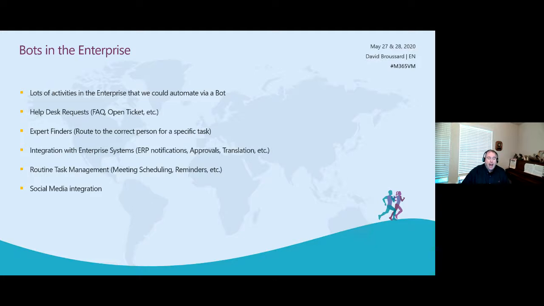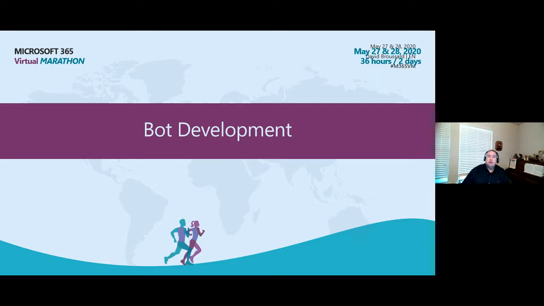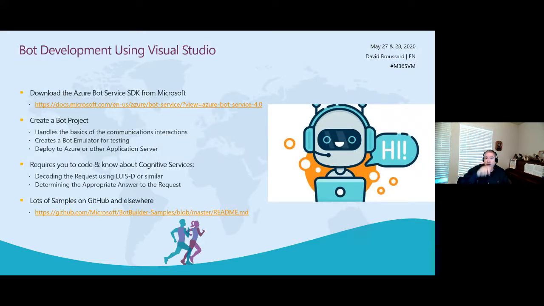So let's talk about how bots are developed, right? So bot development. One of the ways we develop bots, and the traditional way of doing it, is using Visual Studio. Now, to do that, you had to go out and download the Azure Bot Service SDK. You would create a bot project in Visual Studio, and the bot project was actually pretty neat. Just by creating a bot project, it created the endpoints, it enabled you to receive a response from a channel. You then were responsible for crafting a response that you sent back out of the channel. And it created an emulator so you can go do some testing as well.